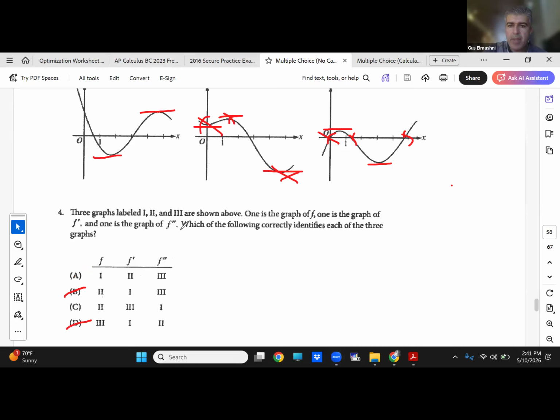Then if I look at the horizontal tangents on the third graph, there's one at about 0.7, another one at about 3. And those are the x-intercepts on one. So one's probably going to be the second derivative, not the other way around, because the horizontal tangents on one would have two x-intercepts. Well, I only see one x-intercept in the second graph. So I'm definitely going to go with C on that one.